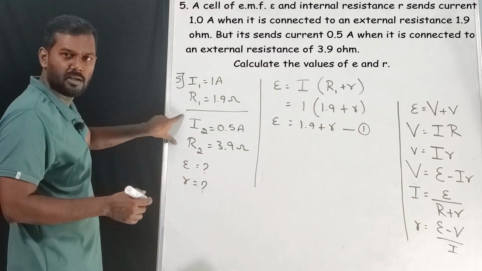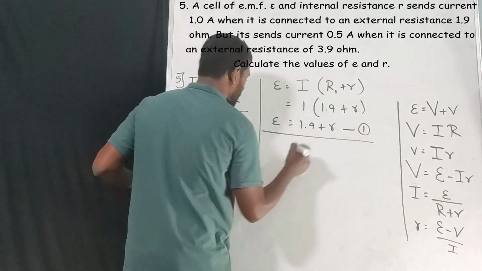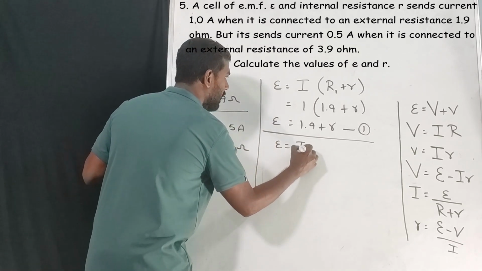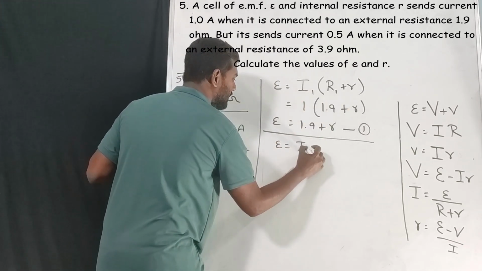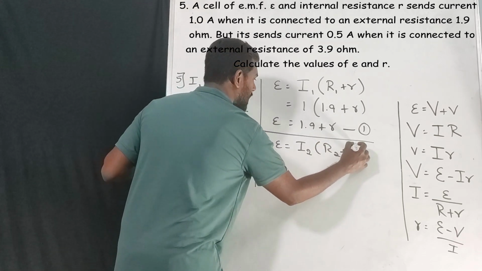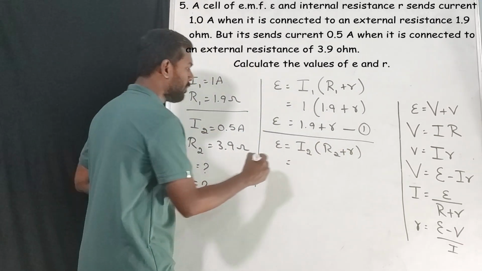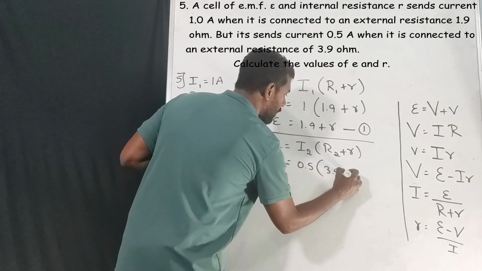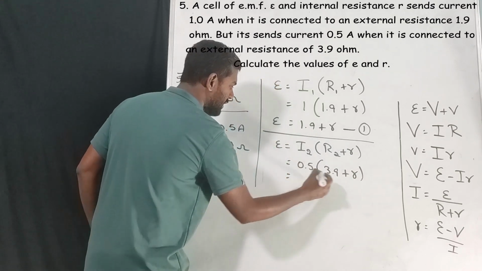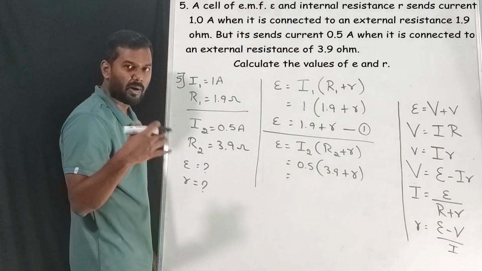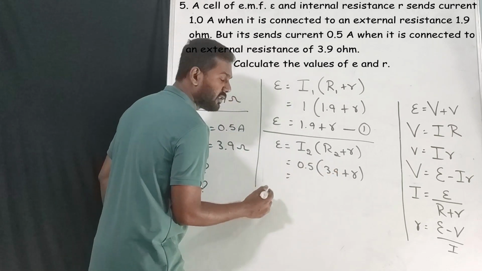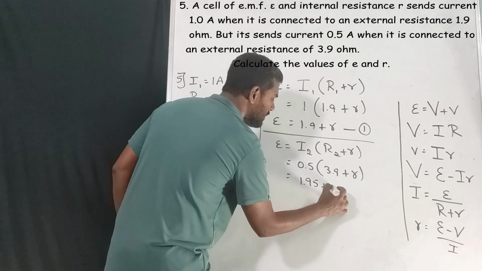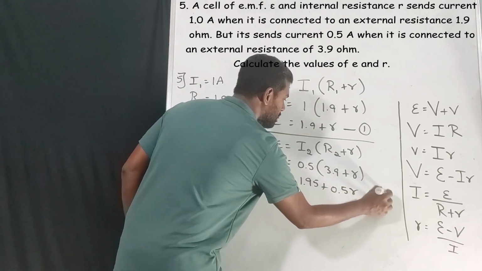In the same way we will find it for the second case. I2 is equal to 0.5. Again I will write the formula: E = I2 (R2 + r). I2 is 0.5, R2 is 3.9 plus small r, which we don't know, and we multiply these two. Whenever you multiply anything with 0.5, it becomes half of it. What is half of 3.9? That is 1.95, plus 0.5 into r, that is 0.5 r. So this is equation 2.